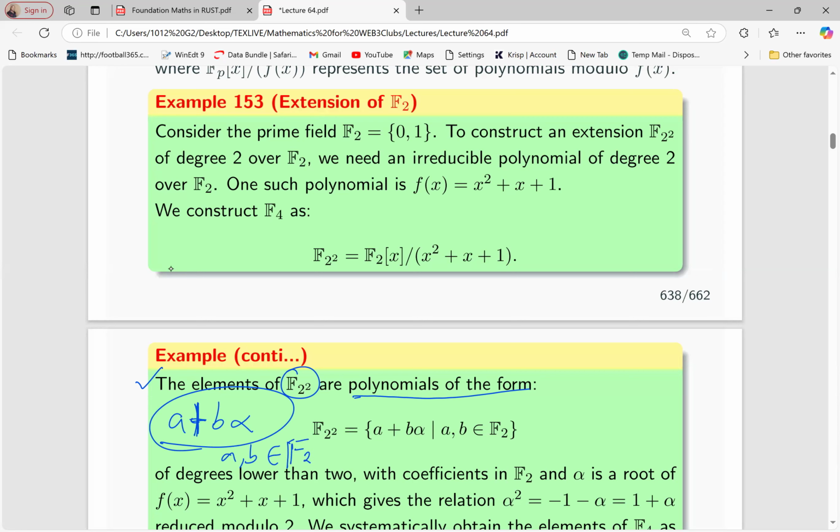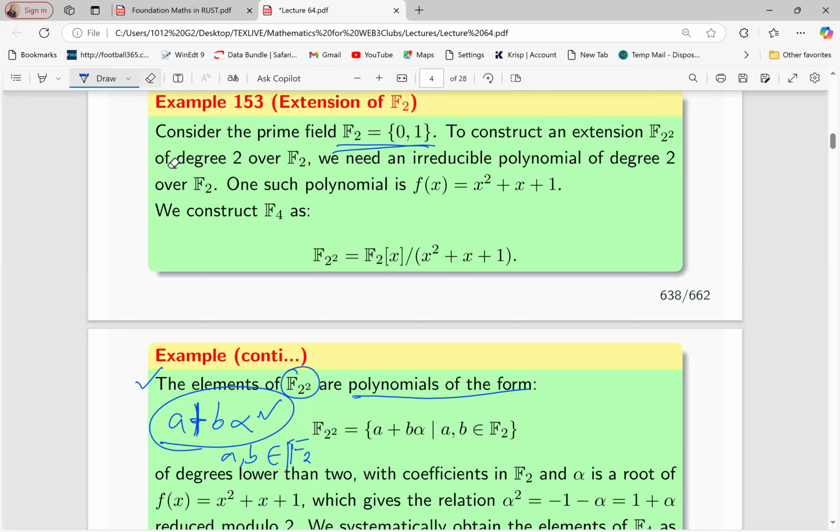Elements of the base field. In our case, the base field is this, and the elements are 0 and 1. So we want to construct a field extension, F22. We have to remember that the elements of this will be polynomials, and these polynomials will be of this form, a plus b alpha, where a and b are elements of the base field.